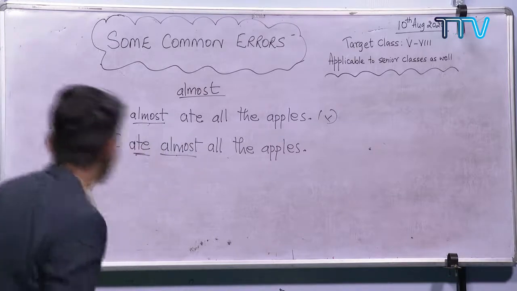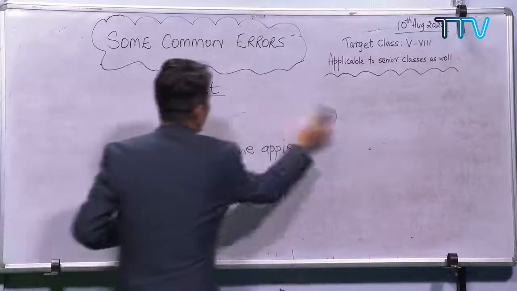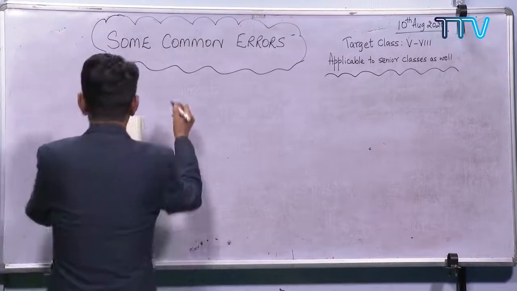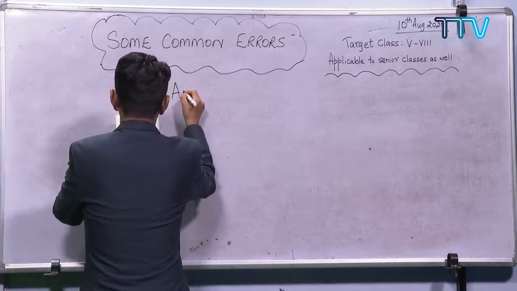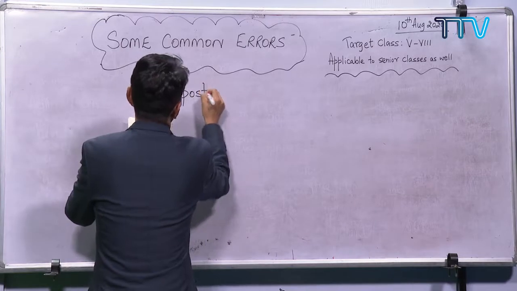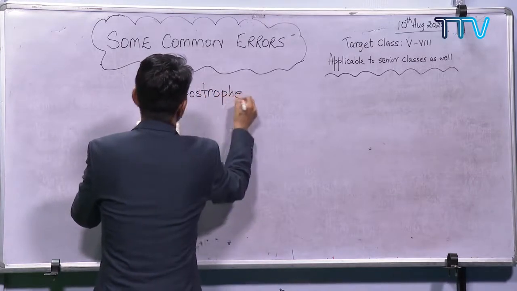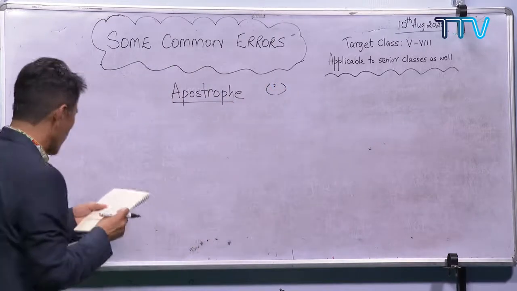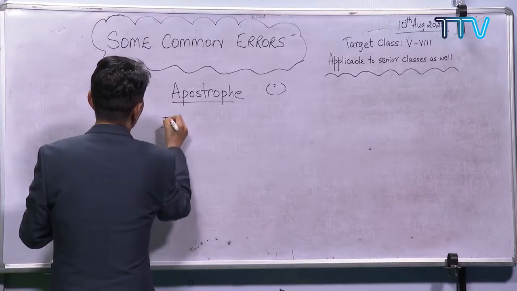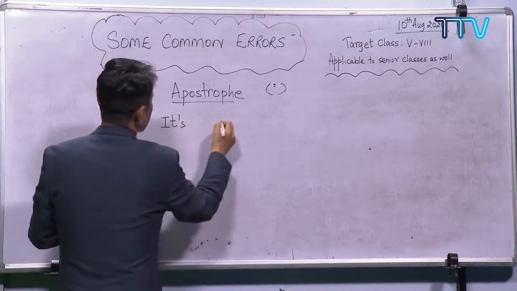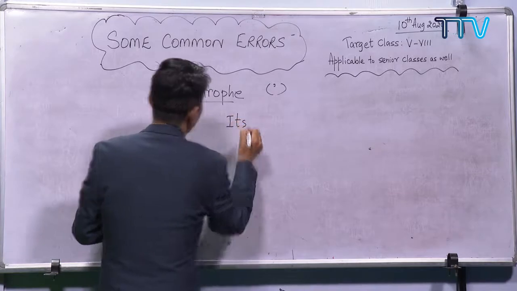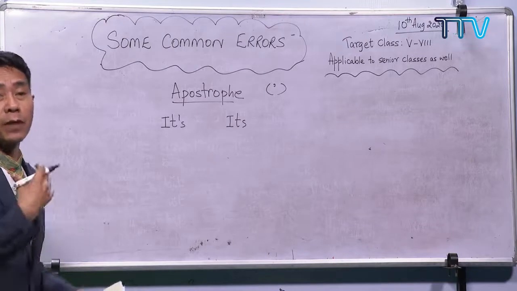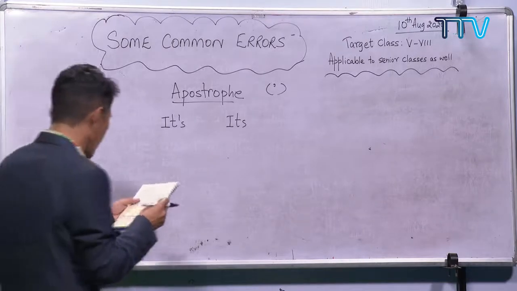And the second one is, I'm just talking about the apostrophe. I'm just going to go through this very quickly. So, mistakes and errors related to the apostrophe. This is the sign we use. For example, we have some confusion between it's and its. I'm sure you have some confusion, and because of this confusion, sometimes we make mistakes. I also make mistakes.